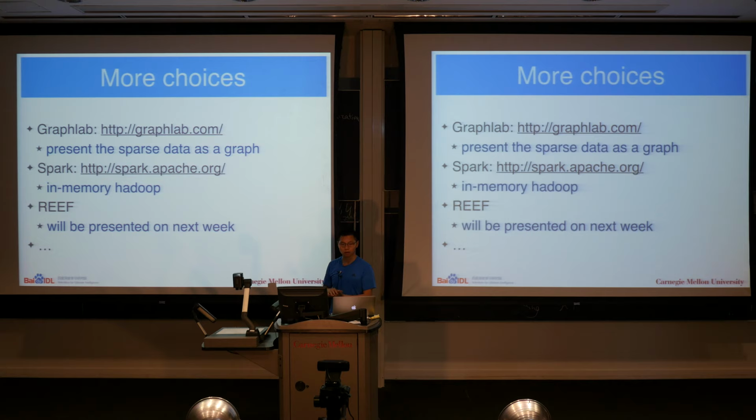Because GraphLab uses a different programming model, everything's a node, everything's a vertex. And if you really want to run MapReduce, Spark may be the best choice. Spark is like MapReduce, but does not write the data onto disk. Remember that each map needs to write the output to the local disk so that a reduce job can read it. Spark says, okay, I can store the data in memory so that the reduce job can just read my memory. That is fine. So this is Spark, and Ray will be presented next week.